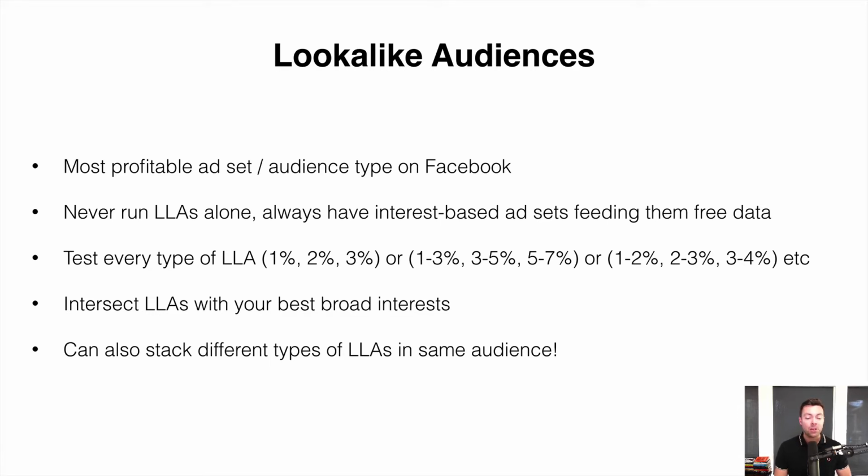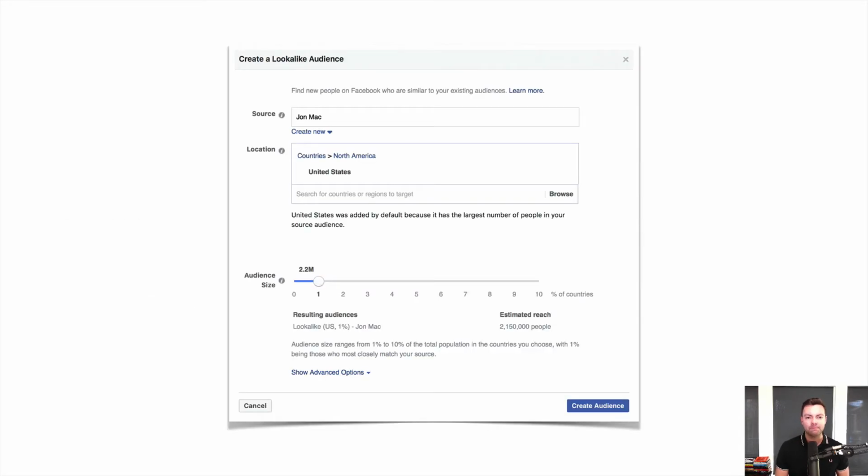And lastly, you can even stack different types of lookalikes in the same audience. So for example, you could have a 1% of people who added to cart and a 2% of people who initiated checkout, and stack those two audiences into one, and you'll have a much bigger audience, and you can actually spend a lot more on that ad set.